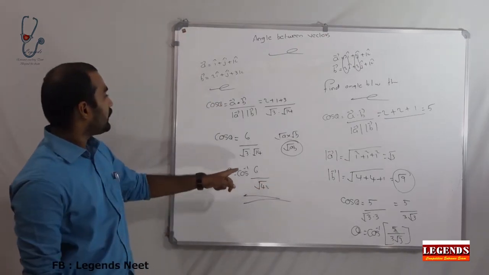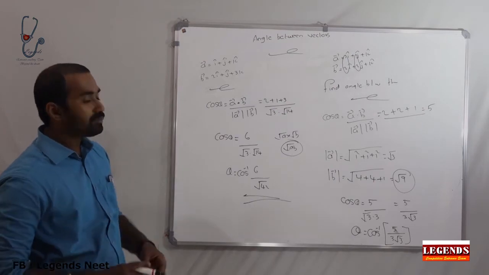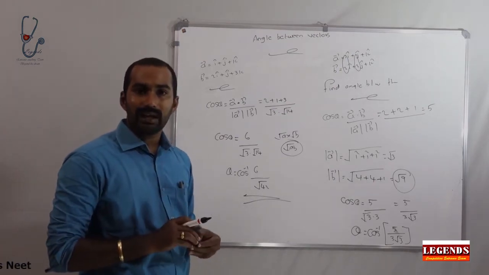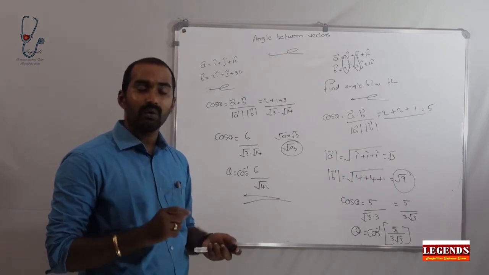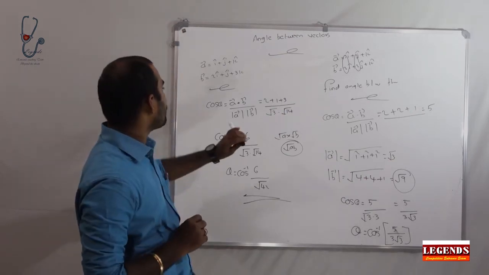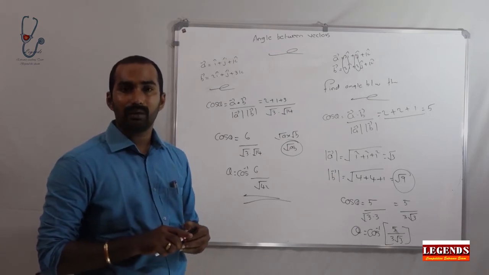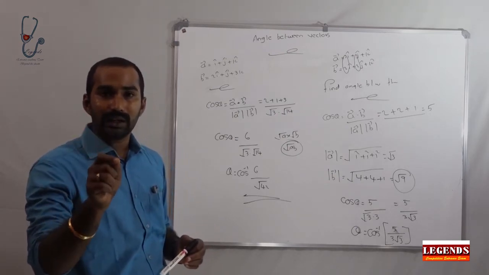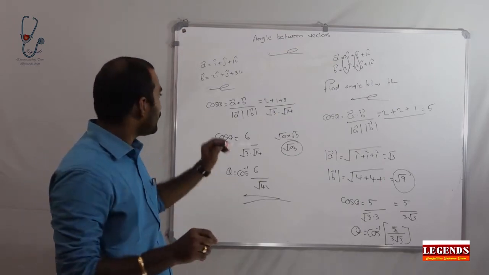Therefore, theta is equal to cos inverse 6 by root 42. Read it out. Okay. What's the equation for finding the angle? Cos theta is equal to a vector dot b vector by magnitude of a into magnitude of b. If we have any doubt in finding the angle, first of all consider the question. The question says find the angle, find the cos angle.